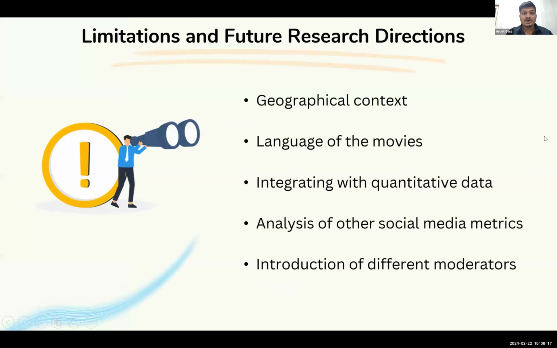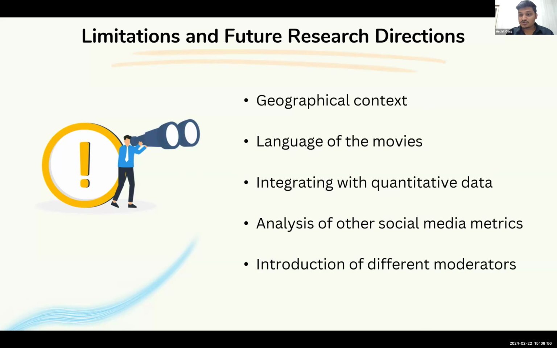Coming to the limitations and future research directions, what other studies could include is geographical context. We are specific to the Indian viewership, as I have shown you the 9 movies that were of Bollywood only, and the language of the movies is Hindi. Also, integrating with quantitative data, since our paper is qualitative and we have collected responses, it could be more on the quantitative side, wherein we can collect more data and give weights so that we can utilize it for further analysis.